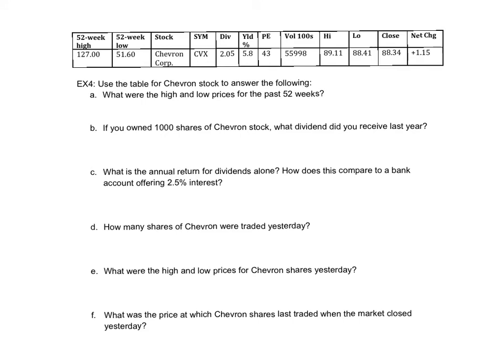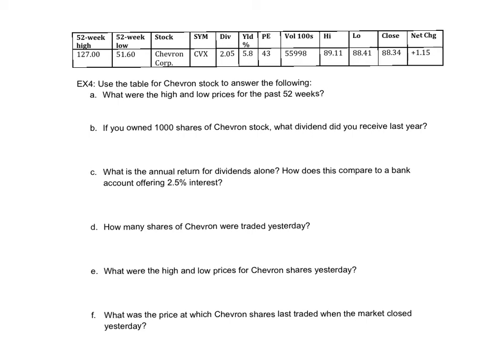Let's look at the stock table for Chevron. Chevron is actually a pretty good stock if you want dividends because they typically will pay out a higher percent than other companies. In this particular table, it traded for a lot more than FedEx. Well, instead of going through the values in the table, let's see if we can just answer the questions for example 4. So we're going to use the table for Chevron stock to answer the following questions.